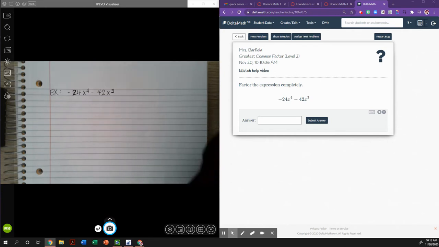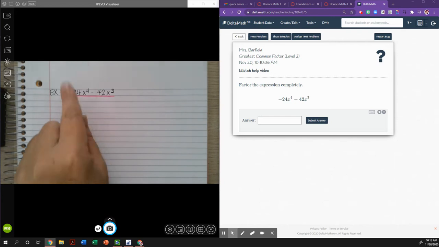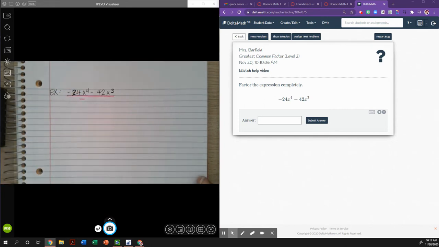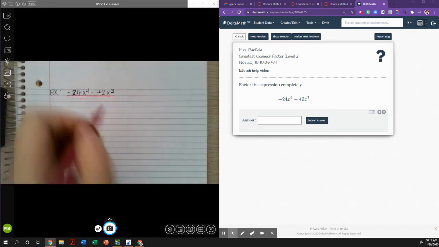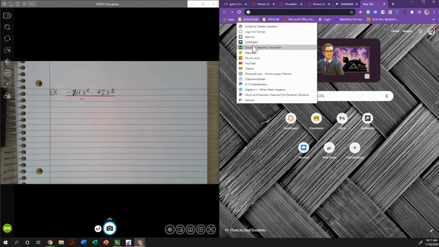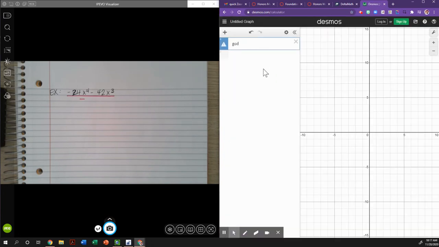All right, so I need to divide by my greatest common factor. When the first term in the problem is negative, divide by a negative GCF. That's just good practice. Okay. All right. 24 and 42. So remember, if you don't know off the top of your head, open up Desmos. Just type in the positive versions. So GCD parentheses 24 comma 42. Okay. So I'm going to divide by a negative 6.